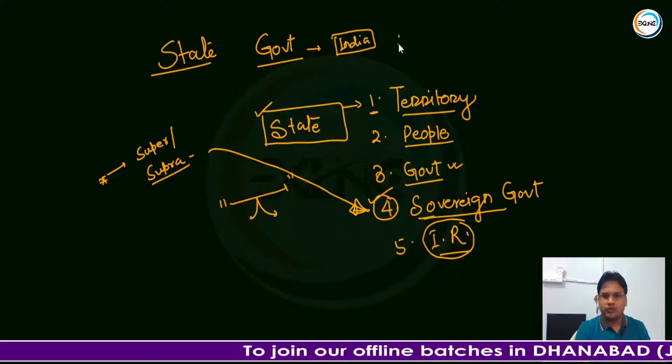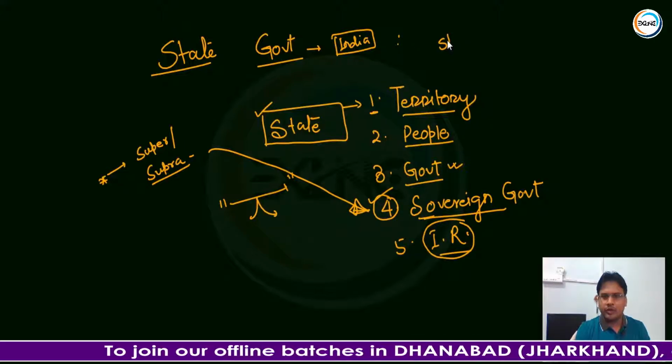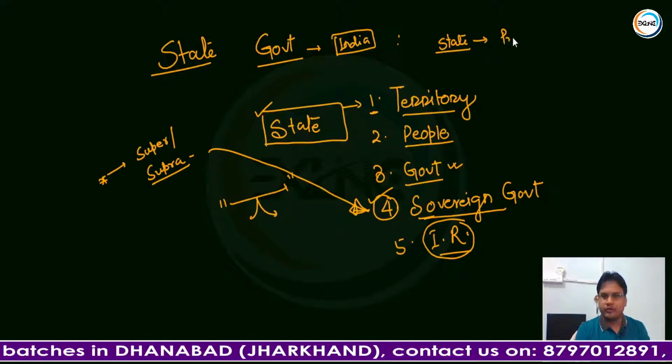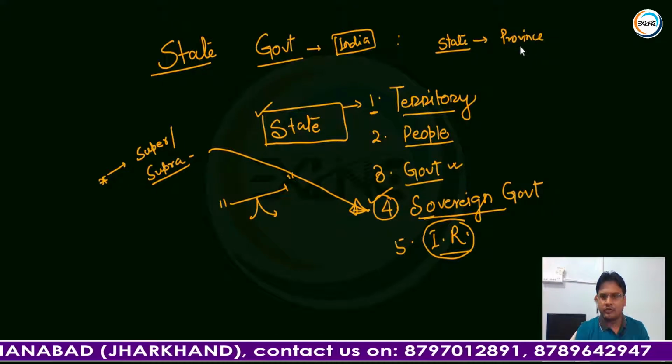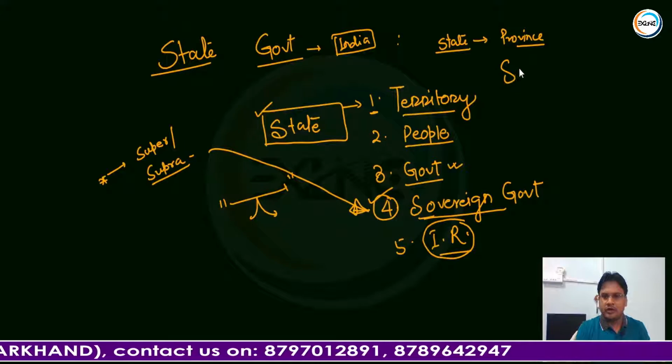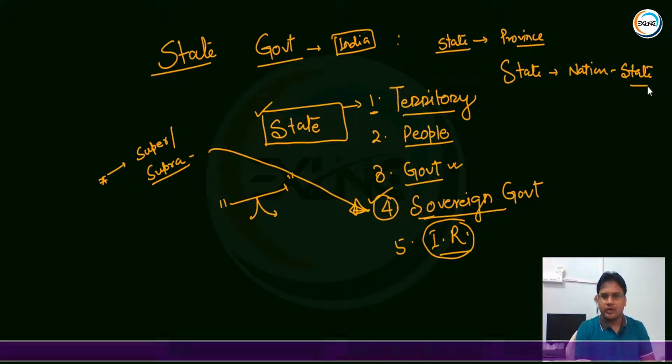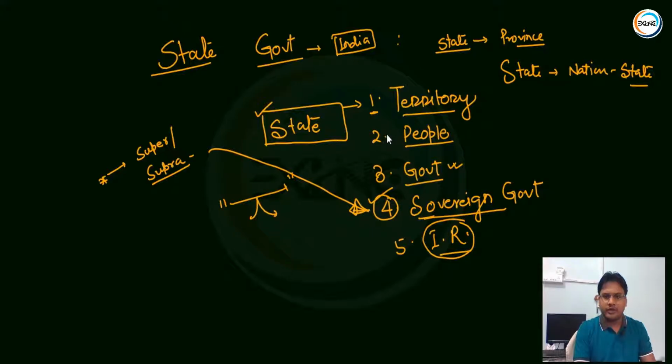Okay, one thing you should note in the textbook: when you see state written with a small s, it means province, that is, the normal state, rajya. But when it starts with a capital S, it is basically the nation state. Okay, it is the nation, the nation state. So you should not confuse. So these are the five characteristics of the state.